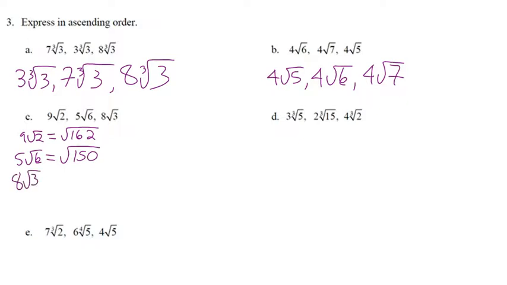And 8 root 3, right? If you have any question about why those are, you got to work it out yourself, right? I'm just doing big boy math now, which is I'm just going for answers, right? So that's the root of 192. So in order, 5 root 6 is the smallest. 9 root 2 is the middle, and 8 root 3 is the largest.